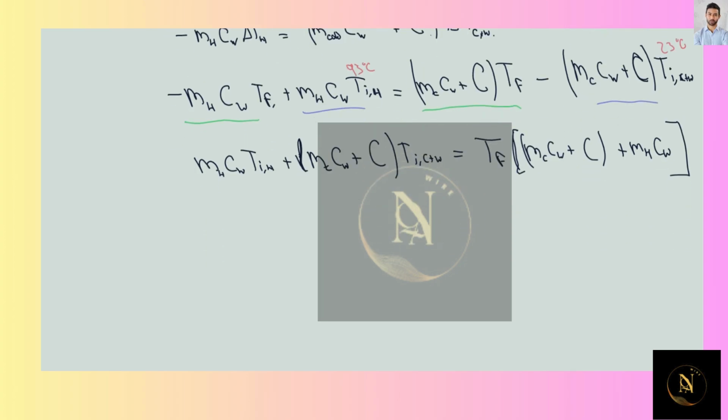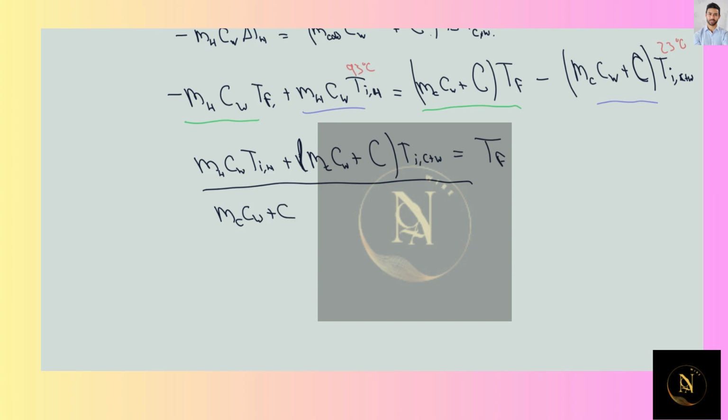Passing this dividing to the other side, we're going to get that the final temperature is going to be equal to mass of cold (Cw plus C) plus mass of hot water, heat capacity of water. So we just need to replace all of the pertinent values. Here, for simplification of the problem, what I'm going to do is do the calculation for this quantity in parentheses, just to make things a little bit clearer for us.